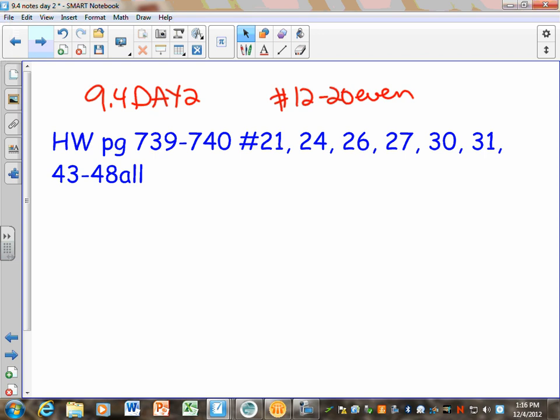12 through 20 even. That is the rest of day 9 for day 1. I'm fine if you just put this all on day 2. 12 through 20 even, and then 21, 24, 26, 27, 30, 31, 43 through 48. 21 and 24 are just like the common difference. 26 and 27 are like the other ones, and then some other ones are some good thinking problems, and I'm sure we'll go over a few of these tomorrow.